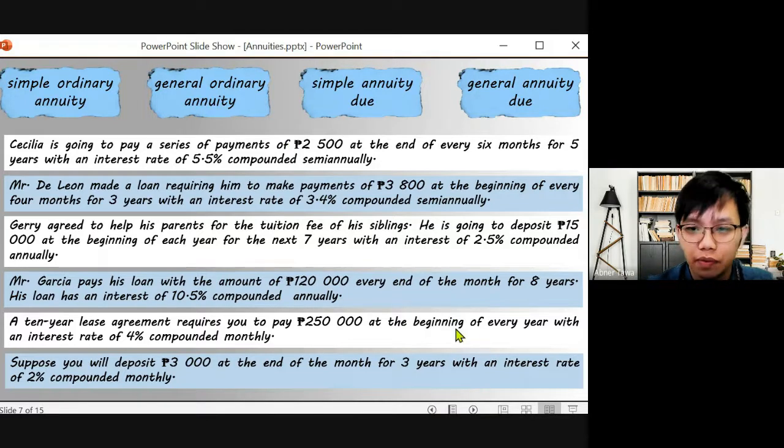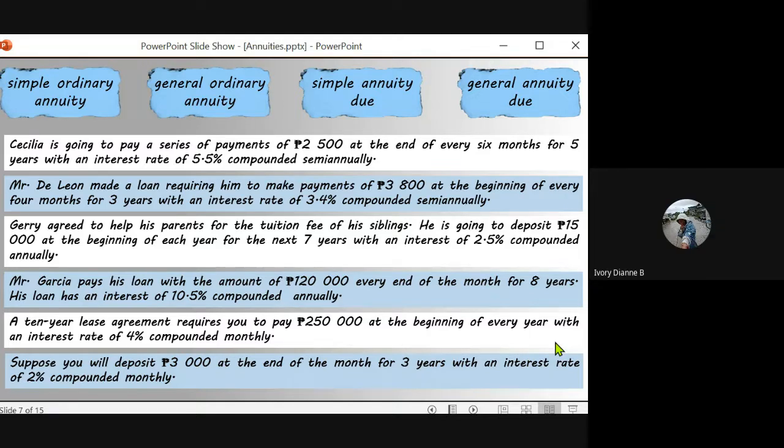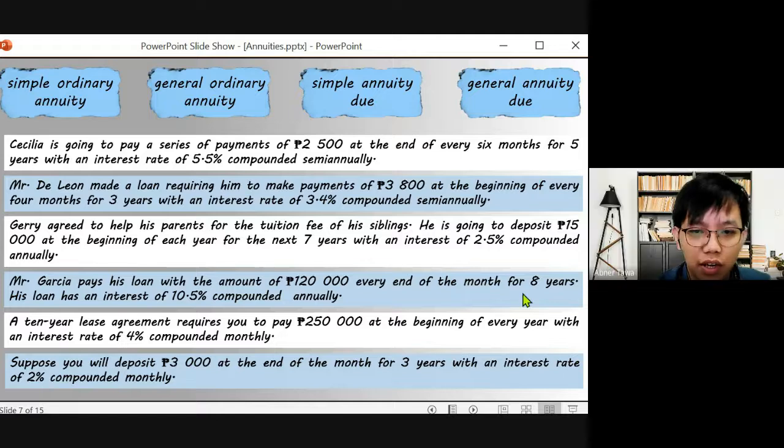Next, number 5. Okay, Miss Ivory. A 10-year lease agreement requires you to pay 250,000 pesos at the beginning of every year with an interest rate of 4% compounded monthly. Ang answer ko po, sir, is general annuity due po. General annuity due.